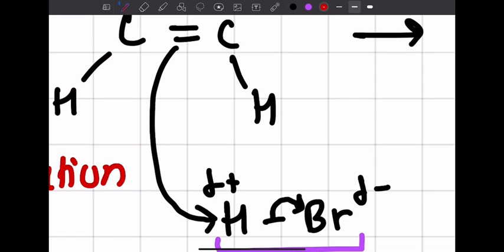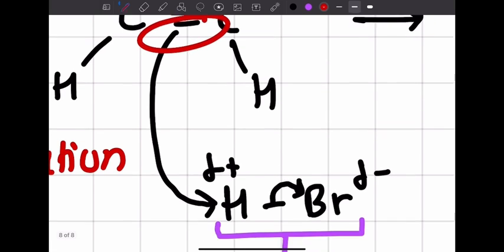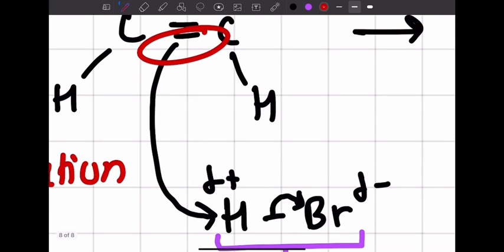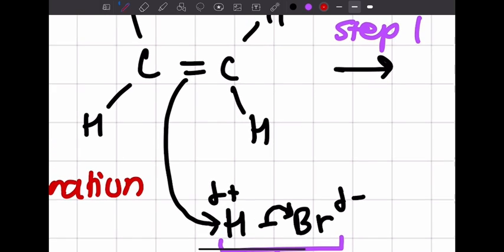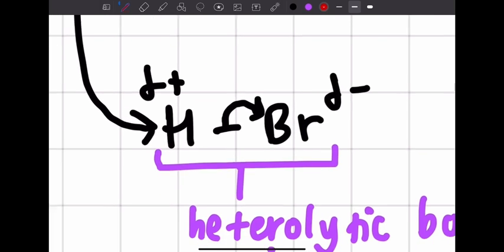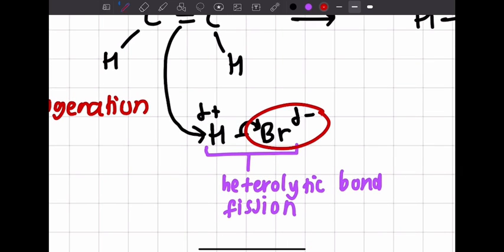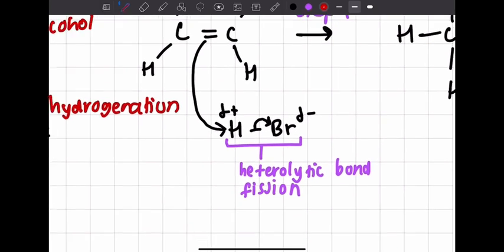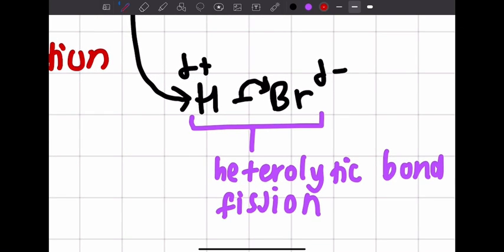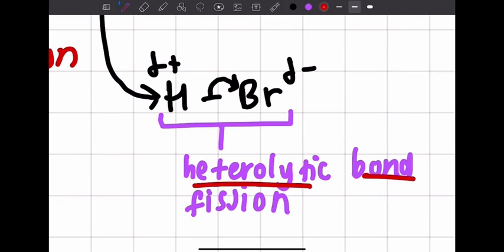It's attracted to electrons, which is why the electrons from the pi bond in the ethene molecule carry over onto the hydrogen, which really wants the electrons and forms a bond. At the same time, whilst this happens, bromine carries over the electrons from the hydrogen bromide bond, which makes bromine an ion. This breaking between the hydrogen and the bromine in hydrogen bromide is called heterolytic bond fission.